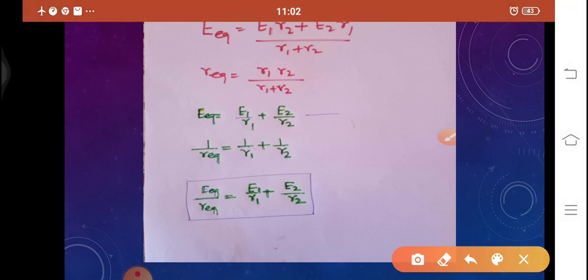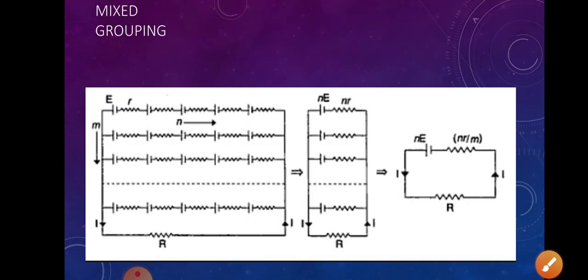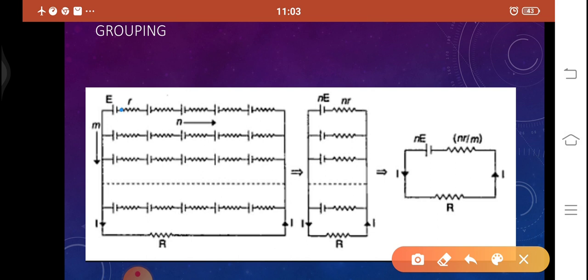This is the combination for the parallel combination of cells. Then we can do mixed grouping. This is called mixed grouping. The diagram is what? See here, 1, 2, 3, 4, 5, 6, n cells having the same EMF E. Then 1, 2, 3 n cells, and then how many rows here? 1, 2, 3, 4, 5, m rows.